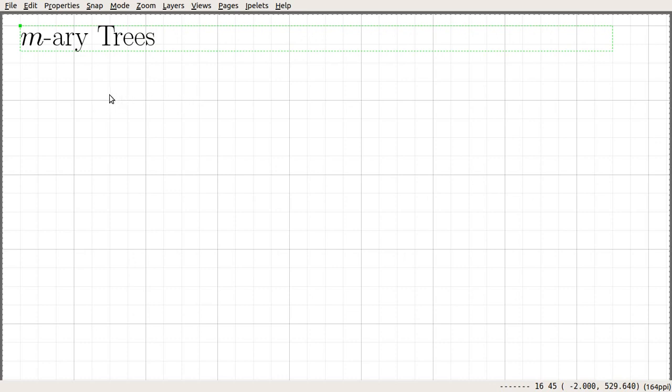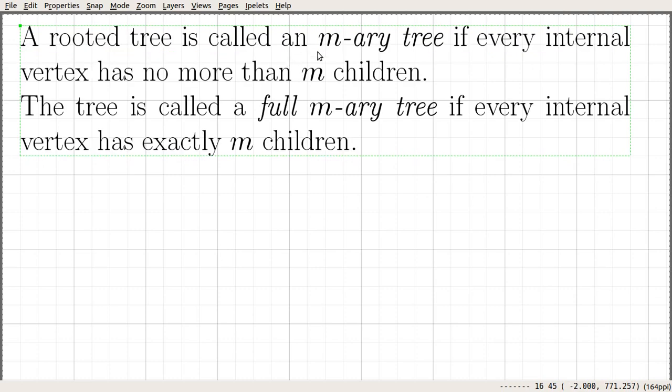Okay, in this video we are going to talk about m-ary trees, and we will talk about the definition of m-ary trees and some variants of m-ary trees. So let me give the definition of an m-ary tree.